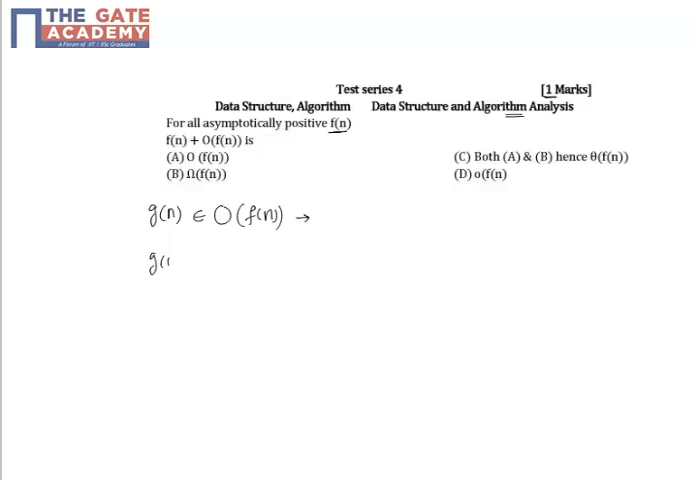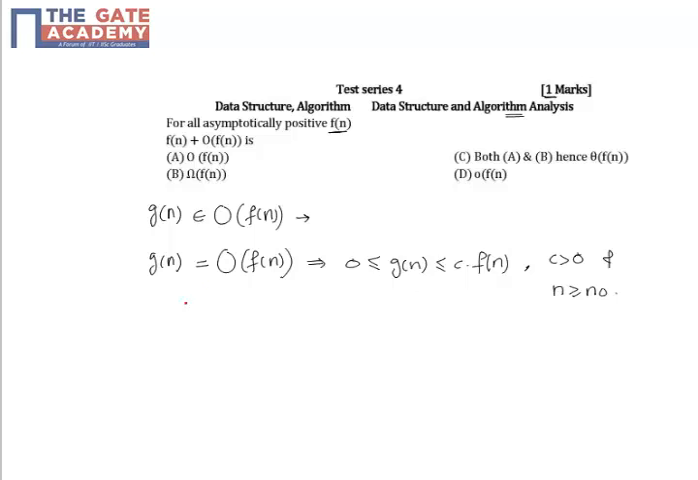So from this we can say that g of n is also equal to big O of f of n. That means 0 less or equal g of n less or equal constant times f of n. This property is satisfied for some constant c greater than 0 and n greater or equal n naught. Okay, so this property is satisfied.